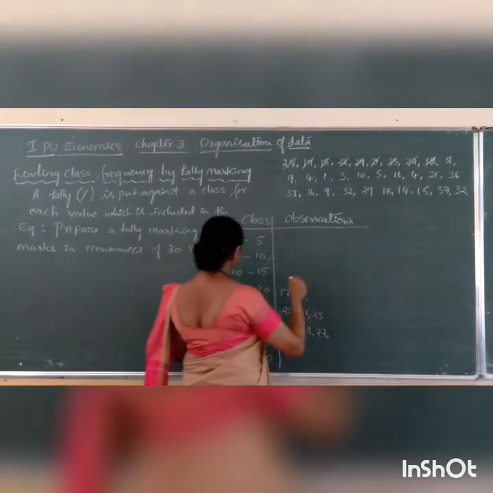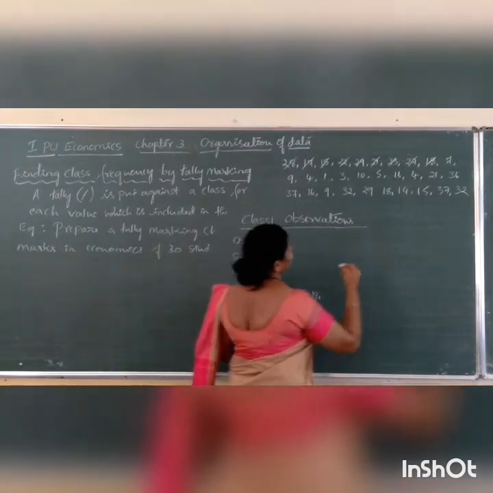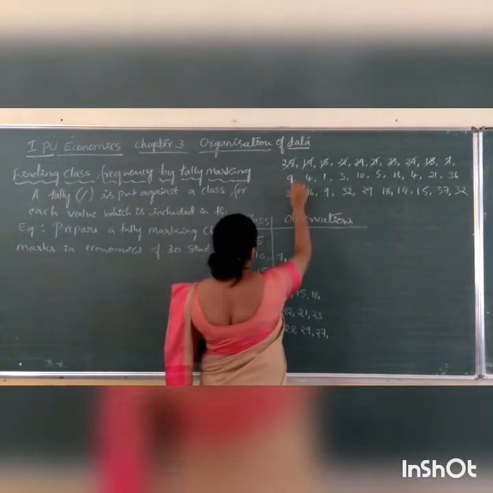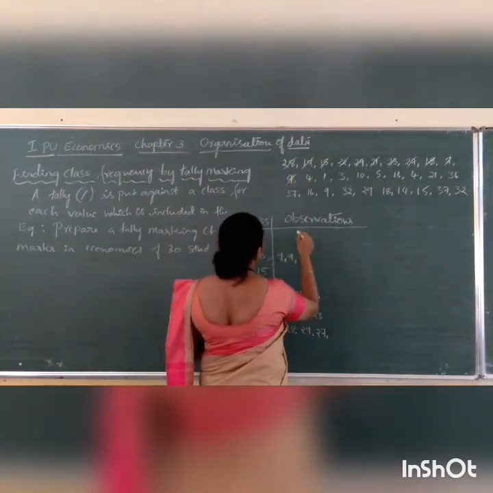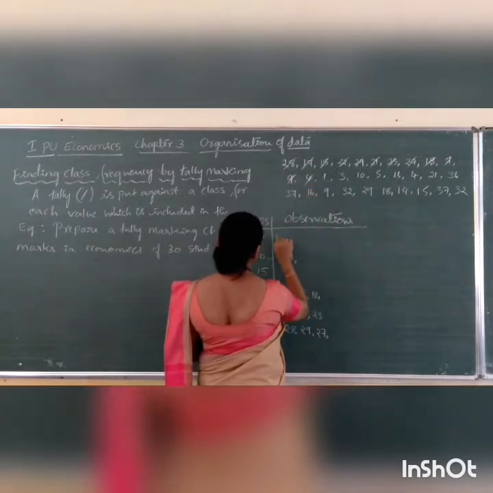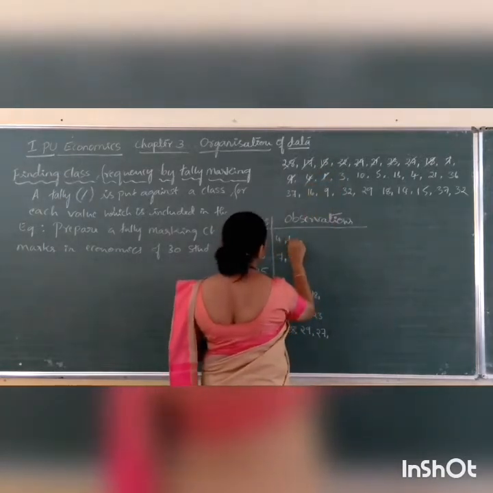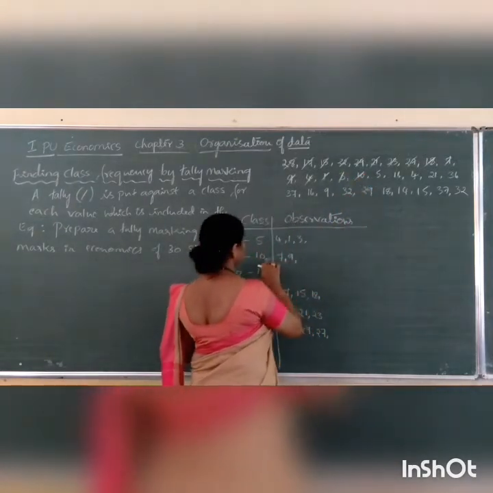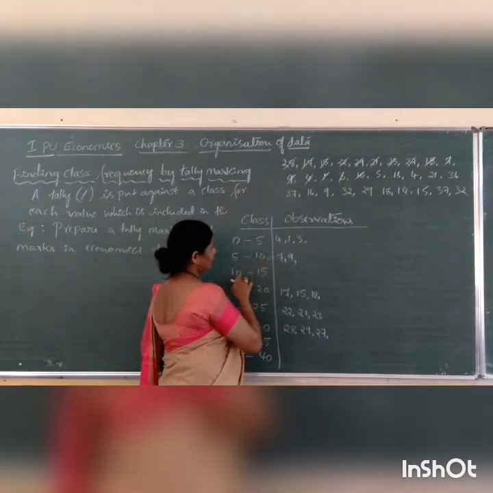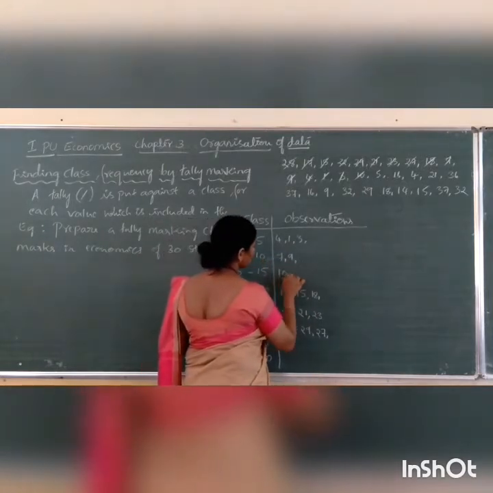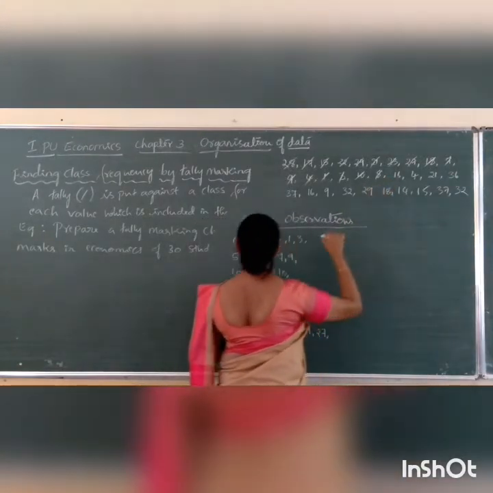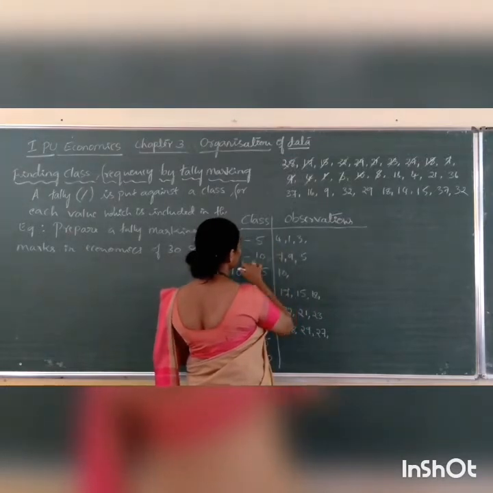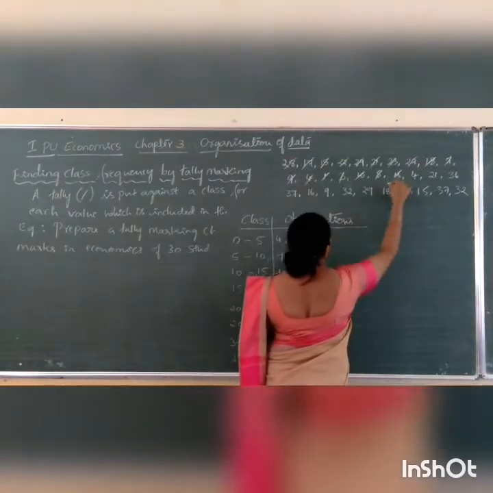18. After that 7. Next 9, 4, 1, 3. Then 10. Where to write 10? It goes to the next class. Next 5. We should not write 5 in this class; it goes to the next class. Next 11.